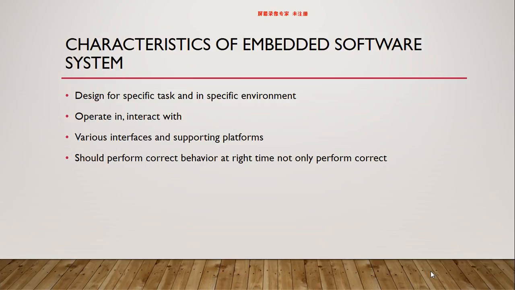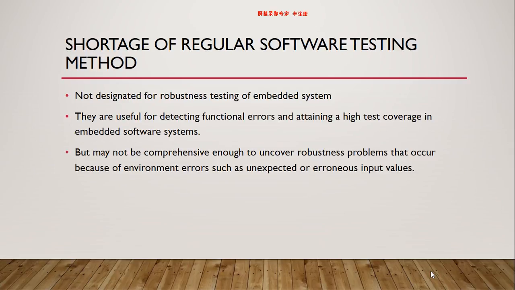So the fourth characteristic: they are not only focused on performing the correct behavior, but rather on performing the correct behavior at the right time. This means some traditional software testing methods are useful for identifying functional errors and attaining high test coverage in embedded software systems, but they may not be comprehensive enough to uncover robustness problems that occur because of environment errors such as unexpected or erroneous input values. So some of the regular software testing methods are not designed for robustness testing of the system; they are more useful for detecting functional errors and attaining high test coverage in embedded software systems.